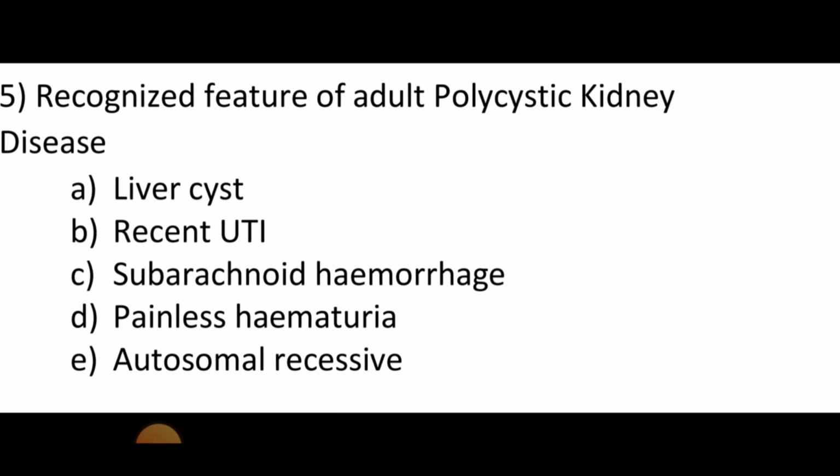Another question. Recognize features of adult polycystic kidney disease. Liver cysts, true. Recent UTI, I think this may be recurrent UTI, so B is also true. Subarachnoid hemorrhage, yes, it is true. Painless hematuria, true. Autosomal recessive is false, it is autosomal dominant.